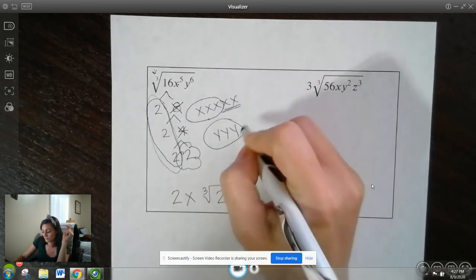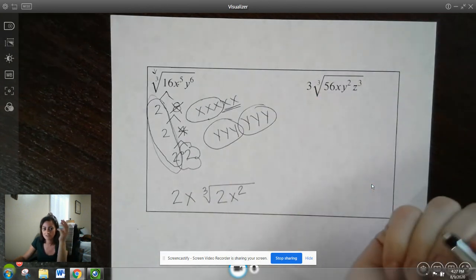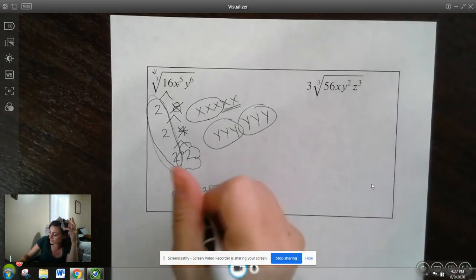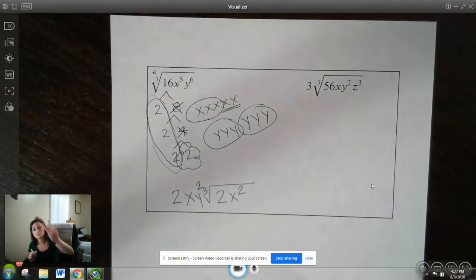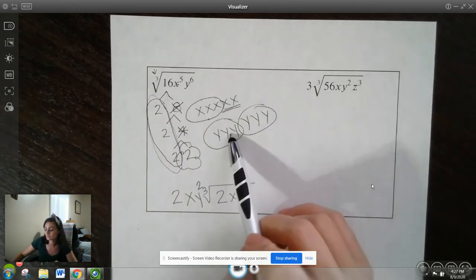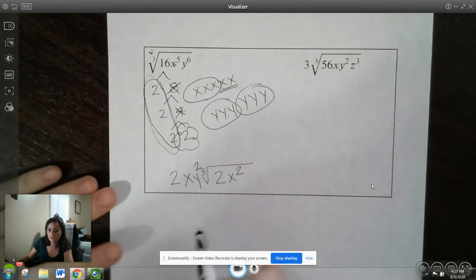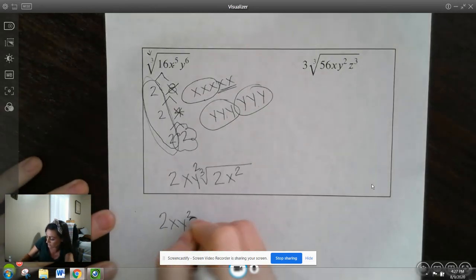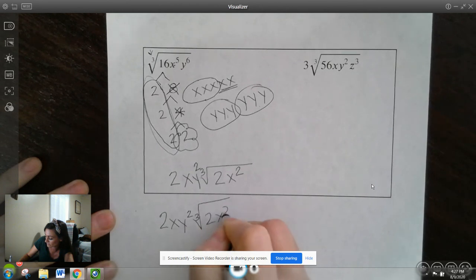there's one group. There's 2 groups. 6 is evenly divisible by 3, so I can split them into even groups of 3. It's going to be y squared because there are 2 groups of these triplet y's. I'm going to rewrite this just because it's a mess and you can't really see. 2xy squared times the cube root of 2x squared.